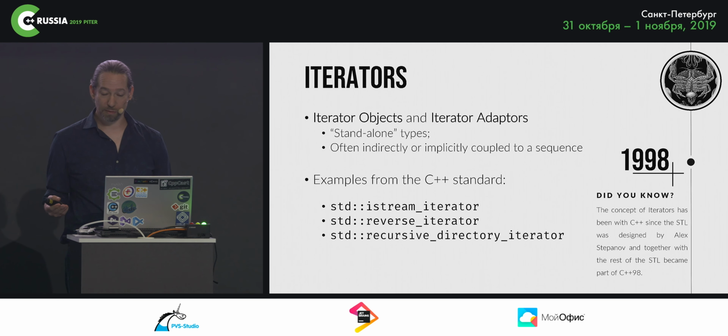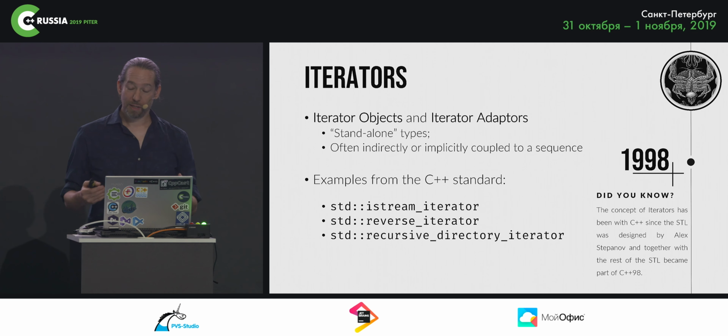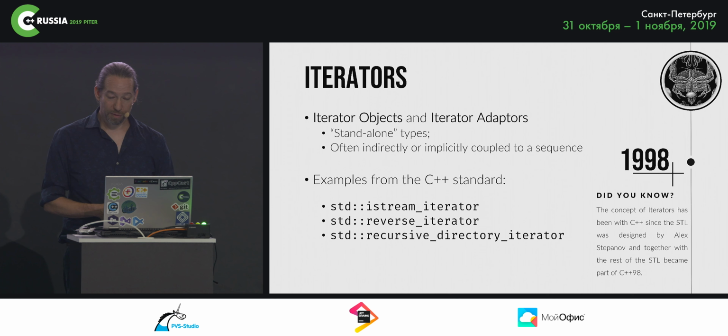std::istream_iterator allows us to read elements from the stream using the input stream operator. We have std::reverse_iterator, which is actually called an iterator adapter that reverses the direction of a given iterator. And in C++17, we got std::recursive_directory_iterator, which allows us to recursively iterate over all the elements of a directory and all of its subfolders.